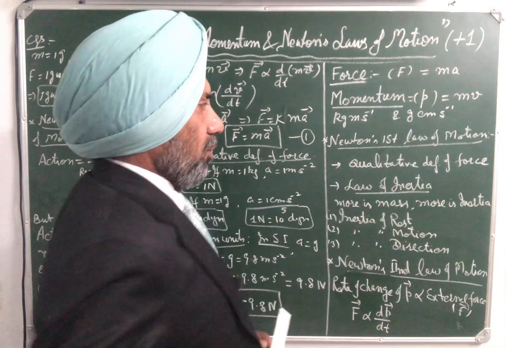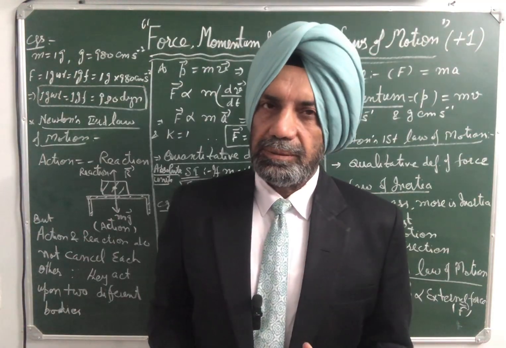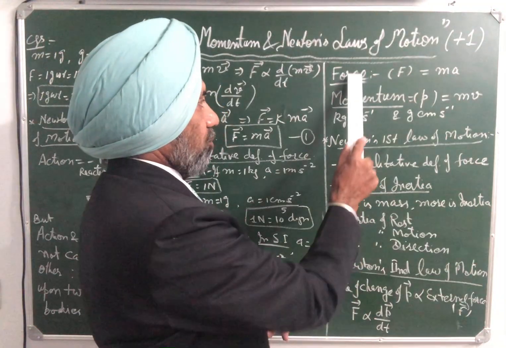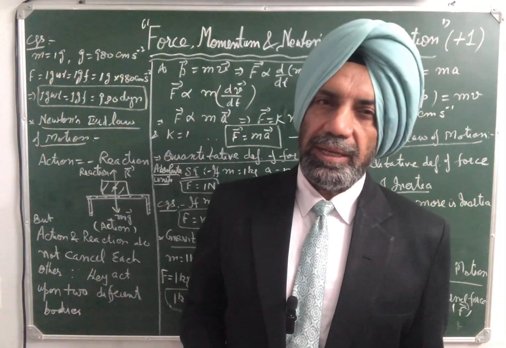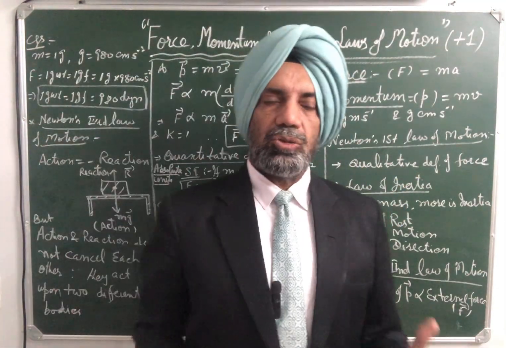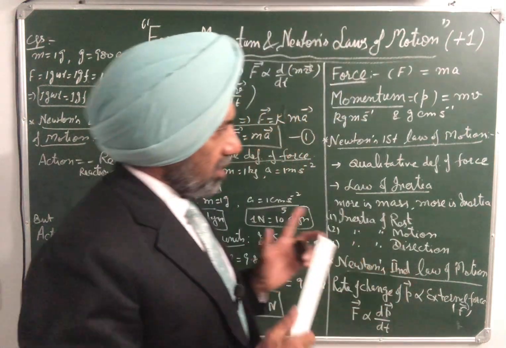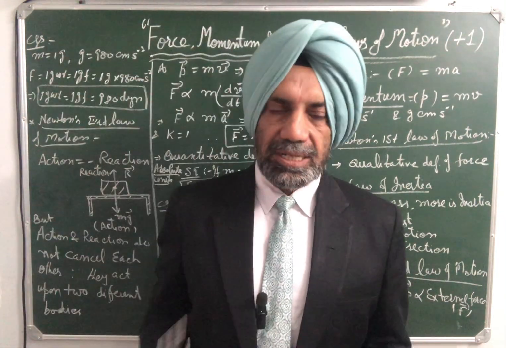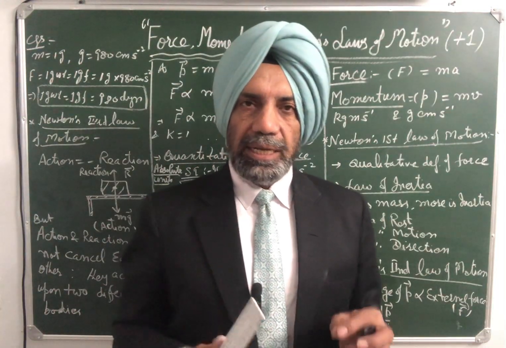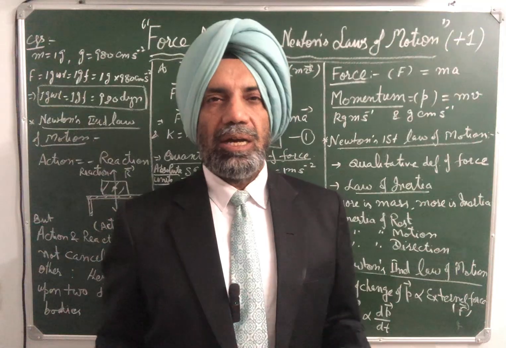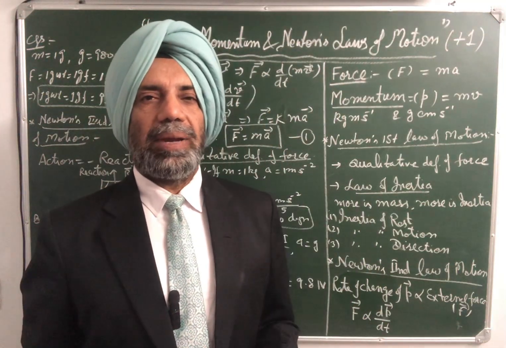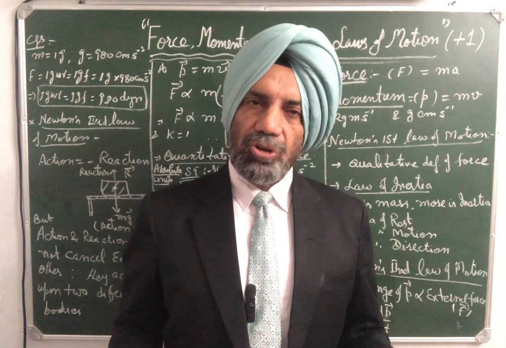Then, what does it mean by Newton's first law of motion? Because these laws relate force and momentum, that's why we define force and momentum first, and then we come to Newton's laws of motion. So Newton's first law of motion, what does it state? It states that every body continues in its state of rest or uniform motion along a straight line unless it is compelled by some external force.